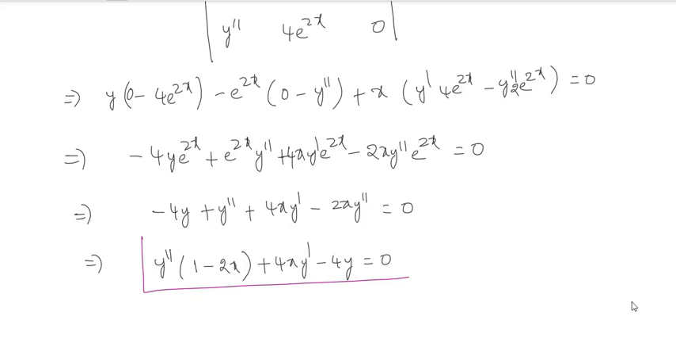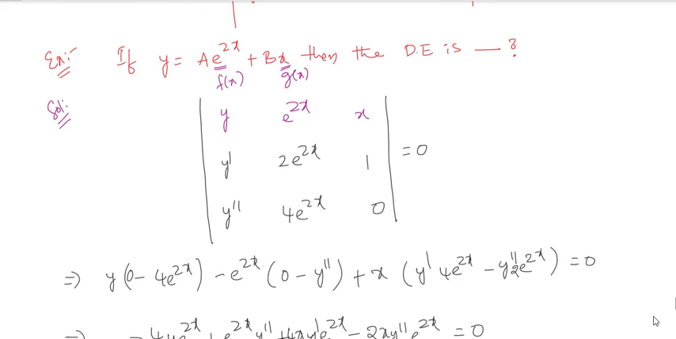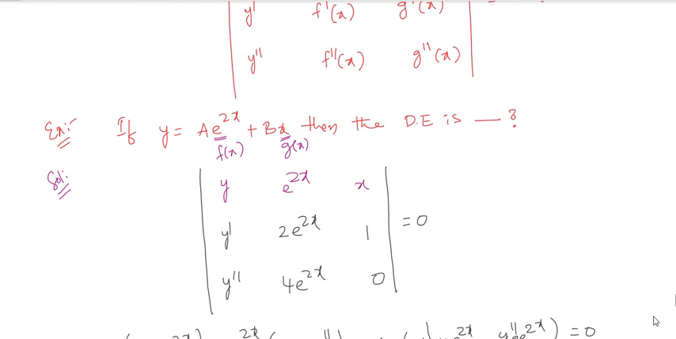Am I correct? Try to check this one. It is just simplifying, that's all. So go with the Wronskian determinant, nothing more than that here. Clear? Yes or no? Yeah. Then similarly, one more example.